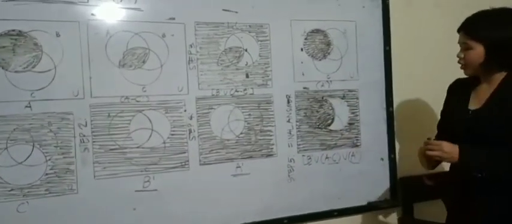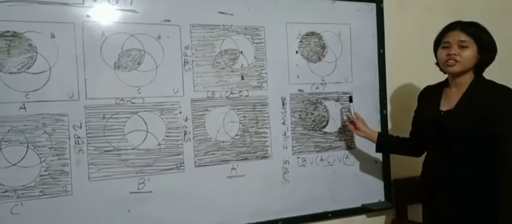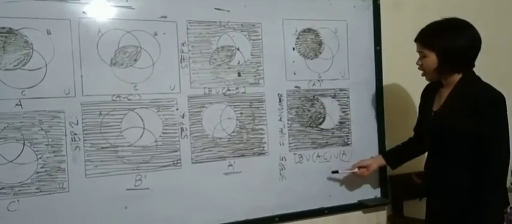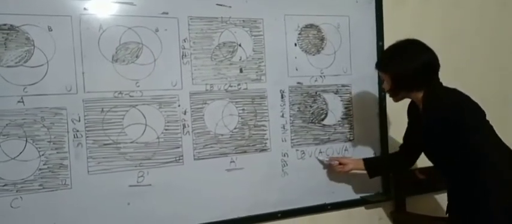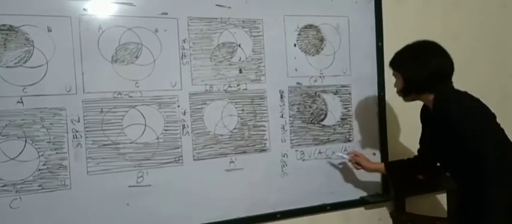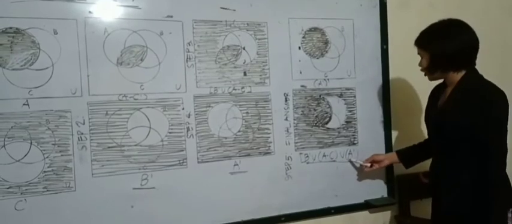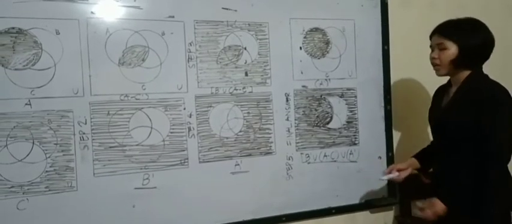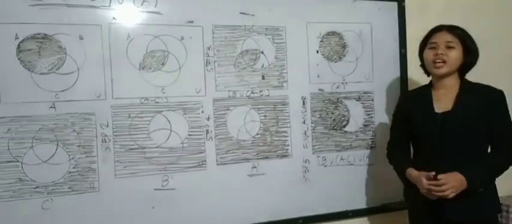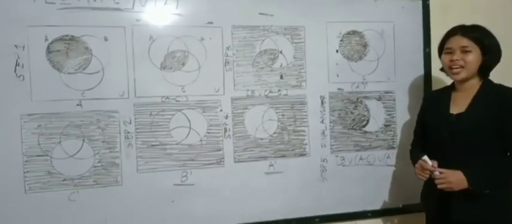So, finally, this is the final and shaded area of this set B prime union A minus C prime union A prime and prime. I hope you learned something. Thank you and God bless.